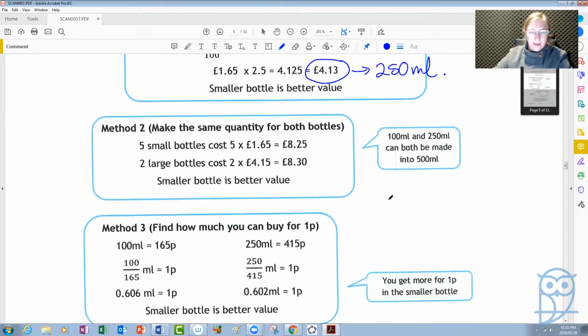So our second method is to find the smallest common multiplier. So we can turn both of these quantities into 500. We need to times the 100 mils by 5 and the 250 by 2. So that's what they do here. There's the 100 mils times by 5 to get £8.25. And there's the 250 mils times by 2 to get £8.30. So then we can see that this one is easily the best value for money.